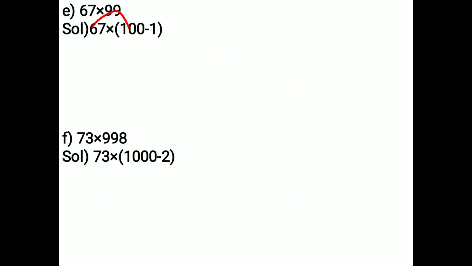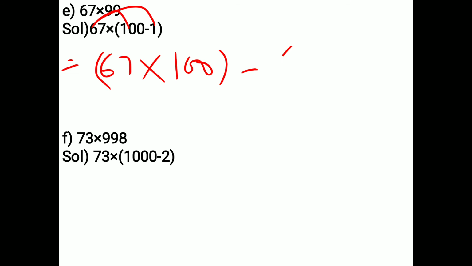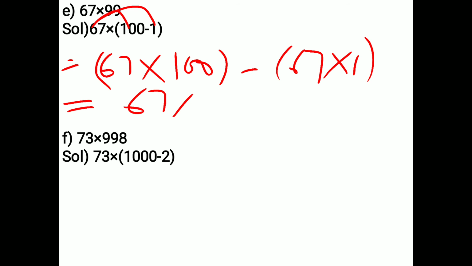In E part, firstly we do 67 into 99. How we make 99? 100 minus 1, because it is smaller than 100. So we write 67 into 100. Keep one thing in mind: when numbers are bigger than 100, you have to add. If it is smaller, you have to minus.